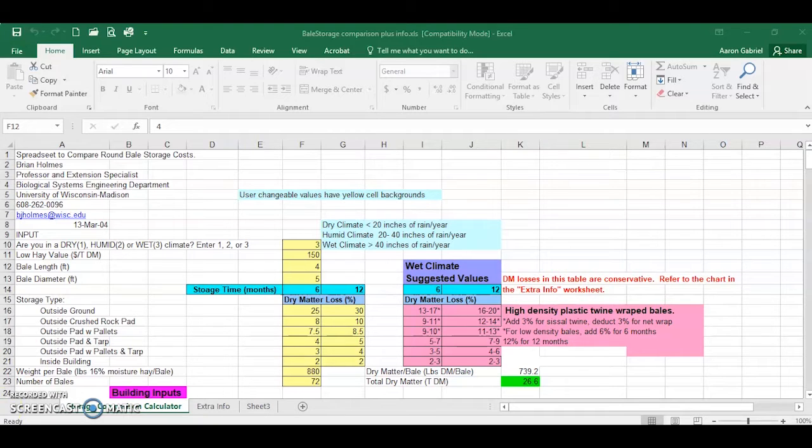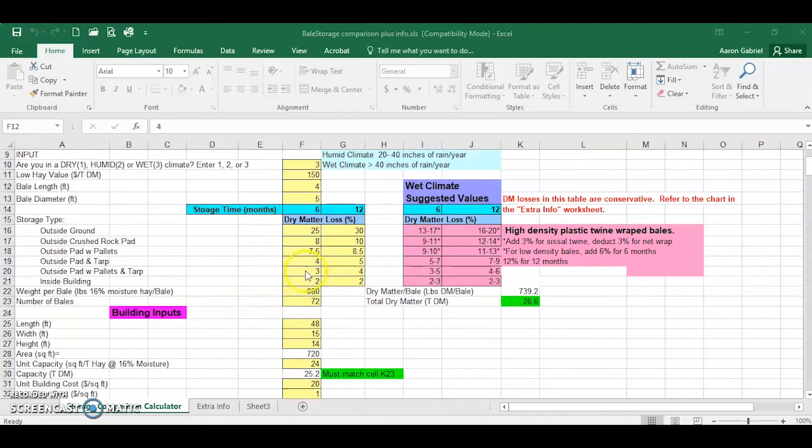In this spreadsheet, the yellow cells are where we enter our information, and we start with a little bit of information about the hay. First of all, the climate that you're in, its value, and the bale size, length, and bale diameter. So you put that information in, and then it starts asking you questions in these yellow cells here about the type of storage that you want to compare.